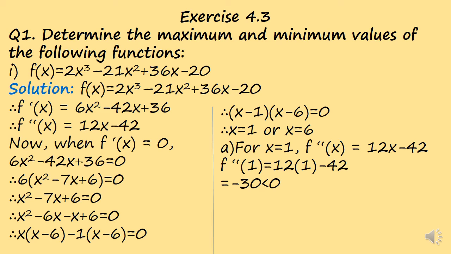And therefore, I have explained to you, isn't it, in the previous slide, that when f double dash of c is negative, the function has a maximum. So we conclude that f(x) attains maximum at the point x is equal to 1. And what is the maximum value of the function? We put x is equal to 1 in the question, that is, in f(x).